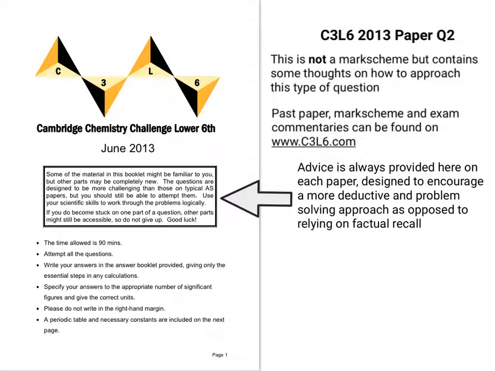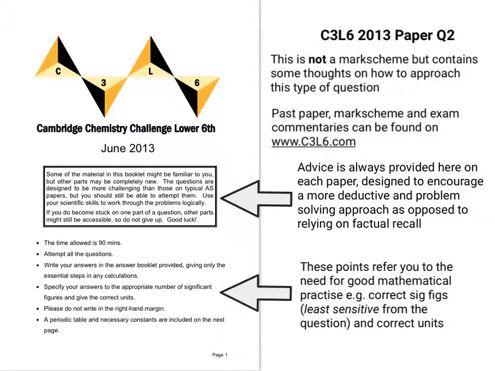Now the box that they put at the front of every paper, just below the main title, tells you that some of the stuff in the booklet might be familiar, but other bits might be new. You might not have come across them before. All they're trying to do there is to encourage you to be a bit more deductive and take a more problem-solving approach, as opposed to coming across something and thinking, I haven't seen this before, help. So it's not going to be a factual recall paper in any sense.